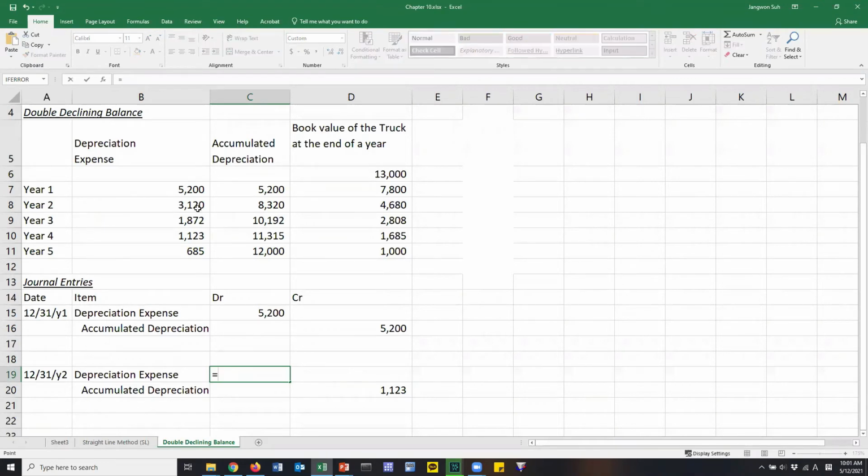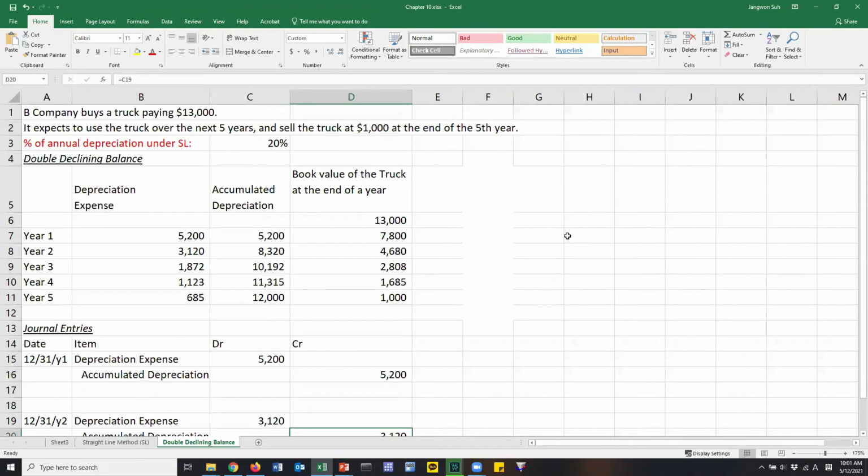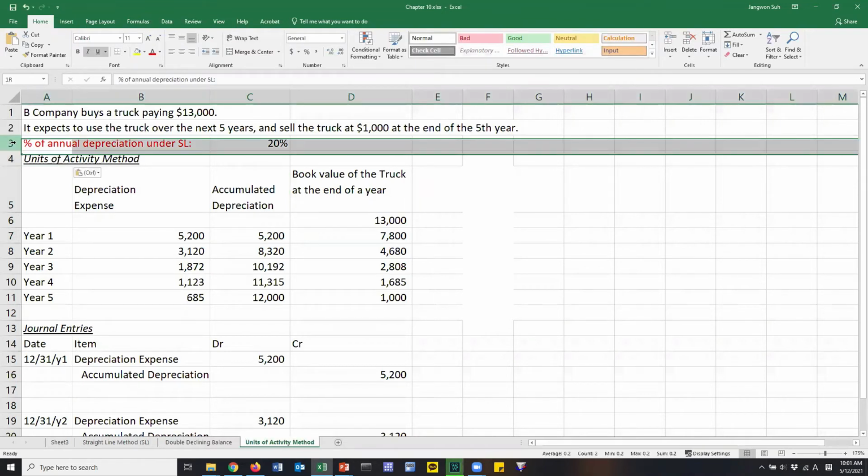The rest of the accounting treatments are fairly the same as in the second year, so I will not recap them, right? And then let's have a look at the last method, which is the units of activity method. Again, I will do the same thing. Units of activity method.